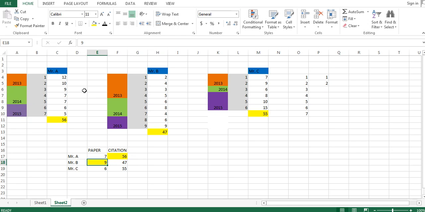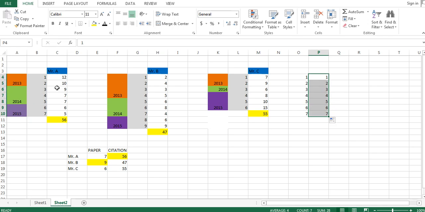Now, how to calculate the H index? Suppose I'm calculating it for Mr. A. For that I need another line, that is 45 degrees with the horizontal axis, that is y equal to x. So I'll take another set of data. This data will signify y equal to x.